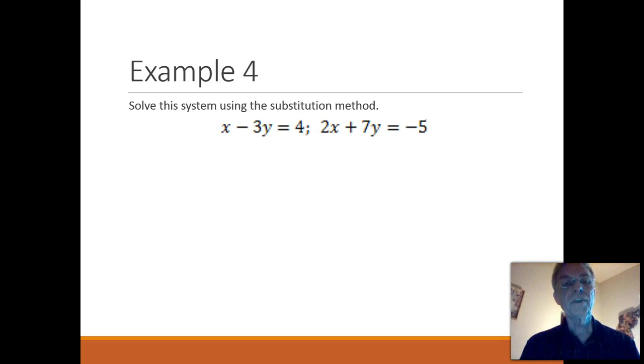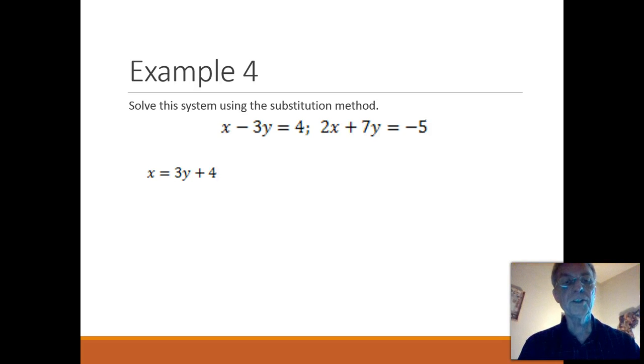Example 4. They want us to use the substitution method for this. Notice this one's a little bit more complicated because they did not give us the x is equal to something or the y is equal to something. So we can't just substitute directly. We're going to have to solve one of these equations for either x or y. In this case, once again, I'm going to look and see if I have a +1 for one of my variable coefficients, in this case the x. So that means I can solve for x in the first equation simply by moving the -3y to the other side of the equation, which is going to give me x equals +3y plus 4.